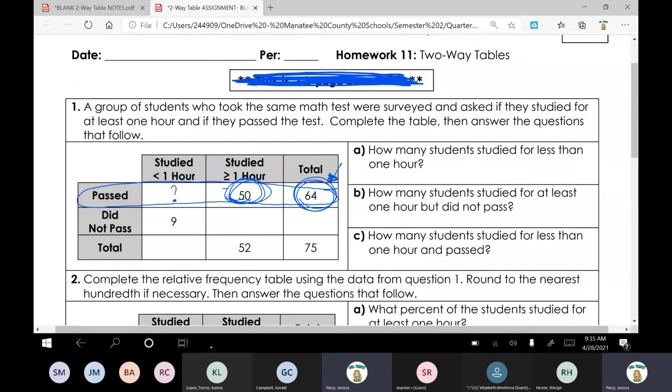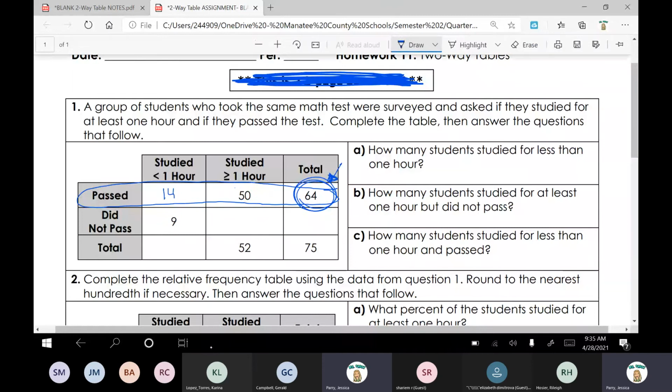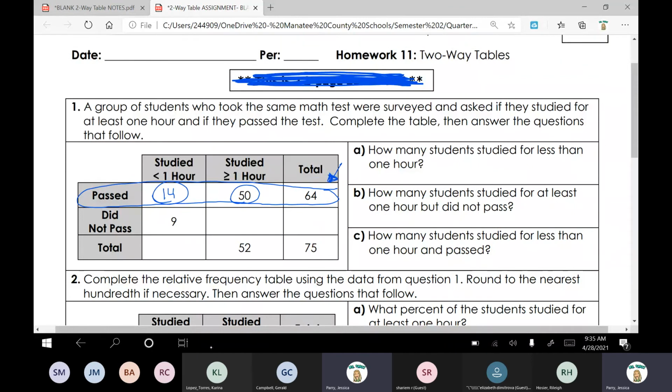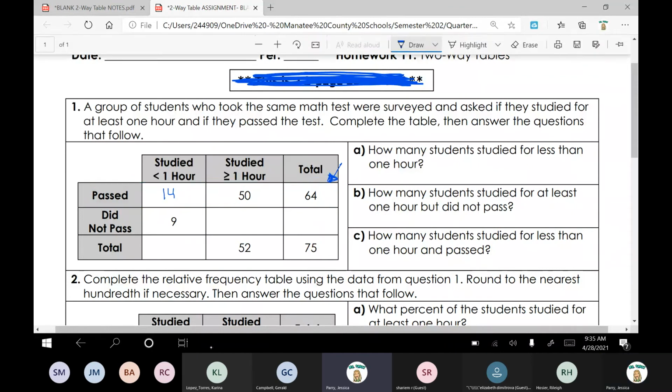14, perfect. Let's put a 14 here. Awesome, so you just did 64 minus 50 equals 14. You can even go back and double check. 14 plus 50 equals 64. Awesome, that's good. Let's fill out the rest of this table.